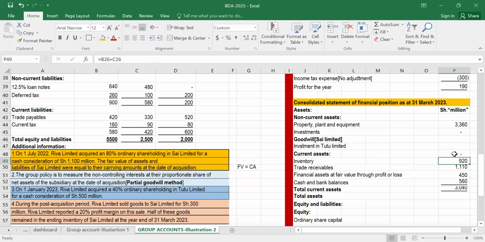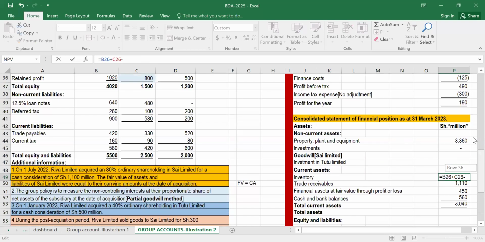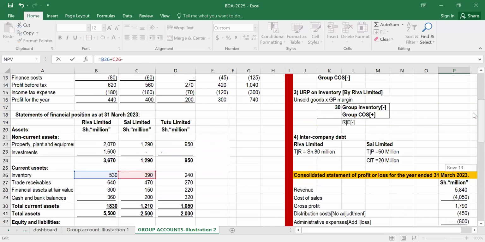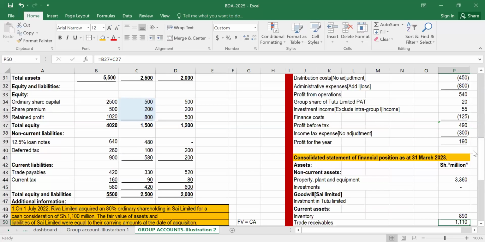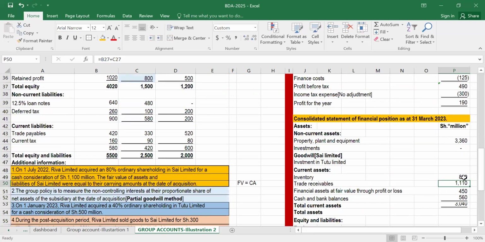So let's move to the other item here, which is inventory. Do we have any adjustment? Yes, we said the adjustment made to this is in relation to unrealized profit. The unrealized profit in our case was 30. And actually, we said other than adding that to the cost of sales, we also deduct it from the group inventory. So to this, we deduct 30. And we will get the final figure here as 890.